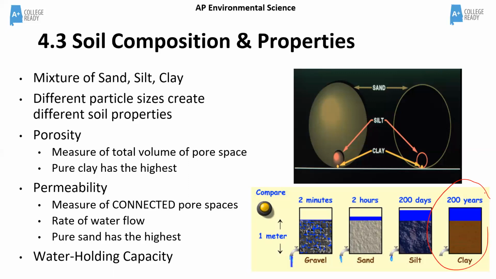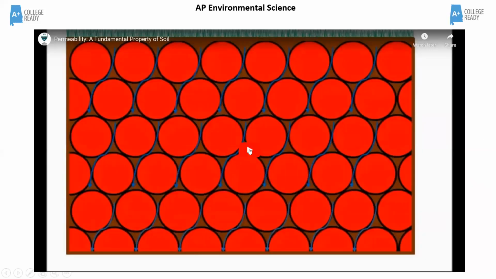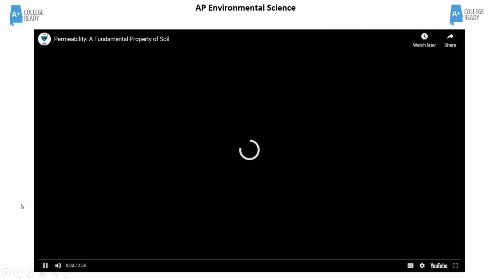But as a farmer or as an engineer, you really need to know how much clay have I got, how much sand have I got, because that's going to determine how often and how much you need to irrigate your crops, or how much the water is going to stay standing at the surface if you're building a foundation or you're laying a pipeline. All of these things are critical. So let's just look at a little video here that illustrates this property of porosity and permeability.